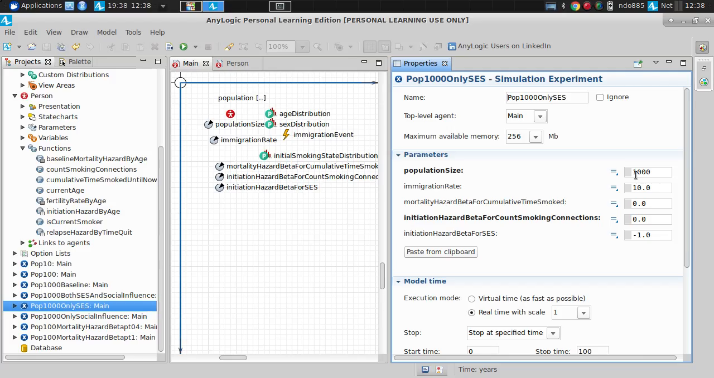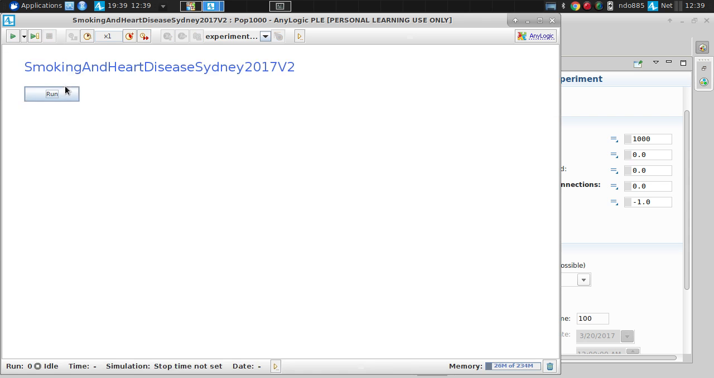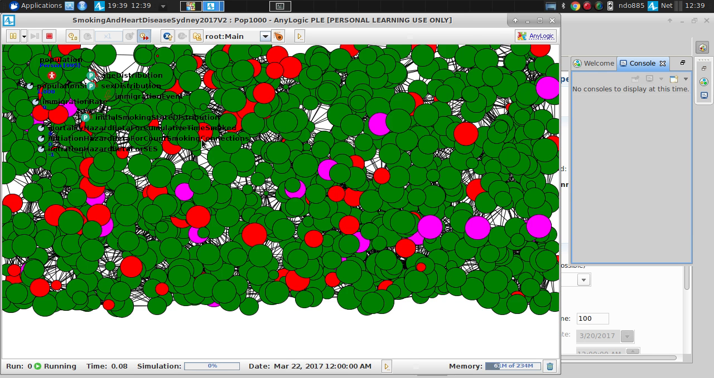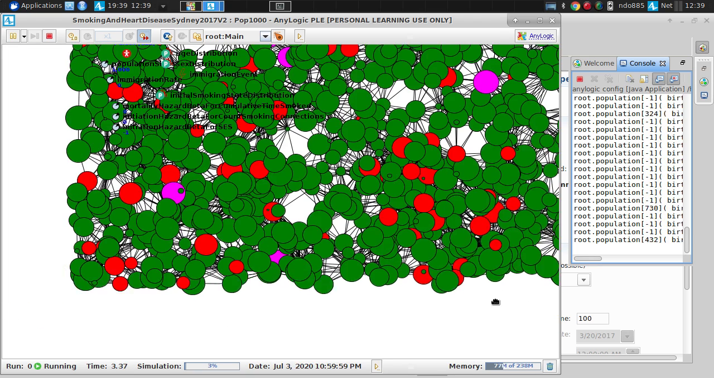Well, we could turn off immigration, right? Turn off immigration. We should have created another experiment. Here's SES with no immigration. What might we expect to see? Well, we wouldn't see it at first, but we should see it emerge over time.